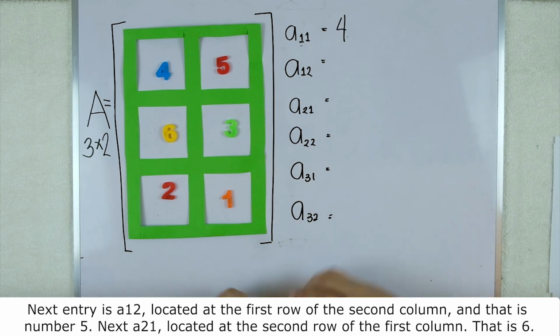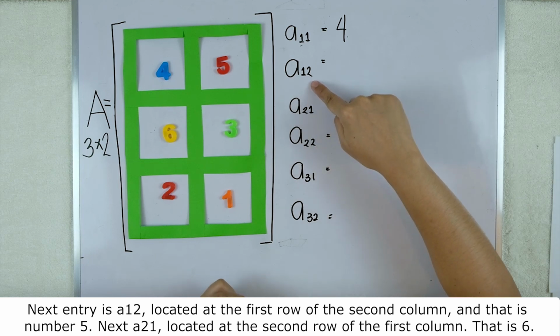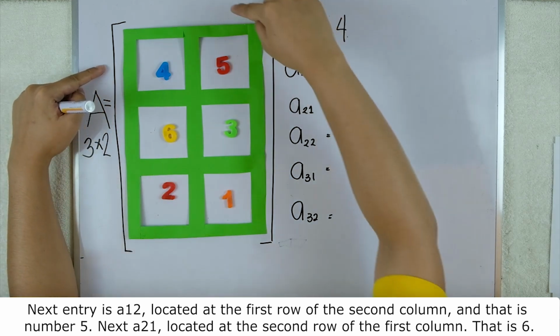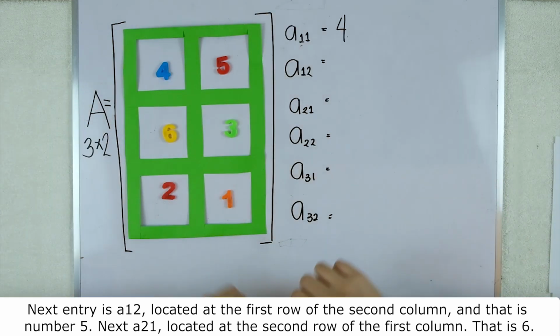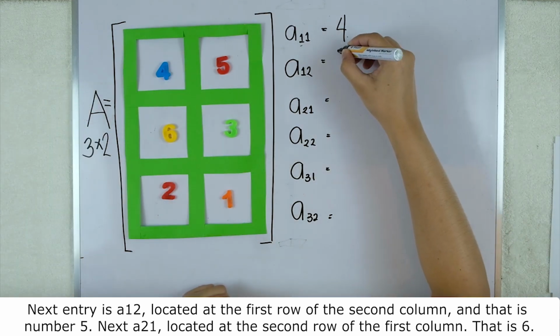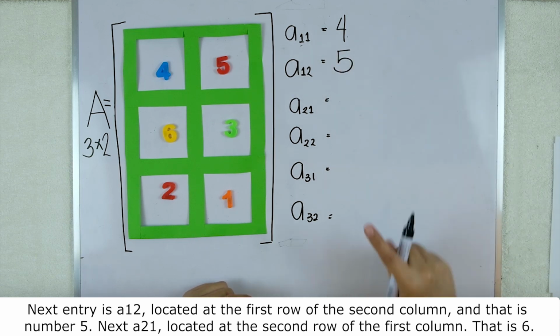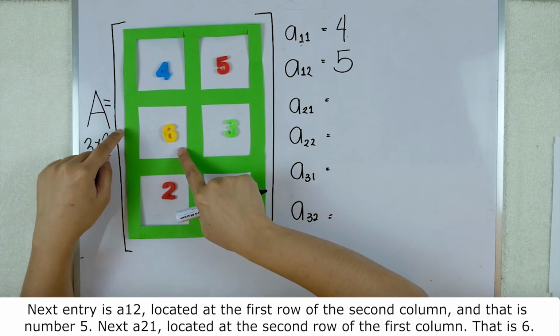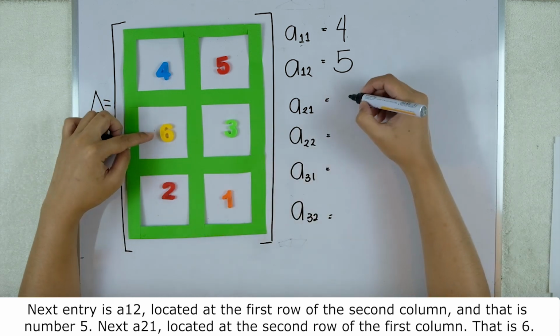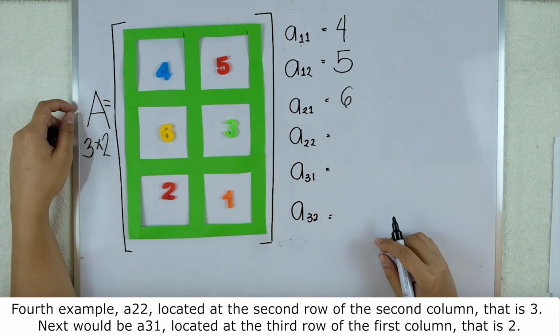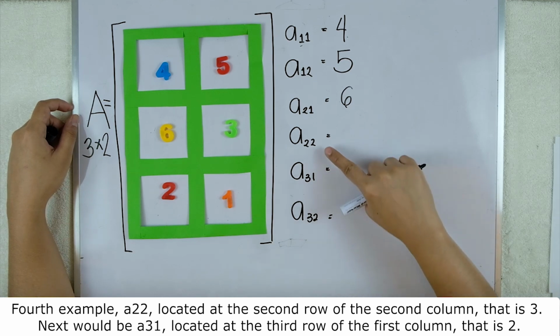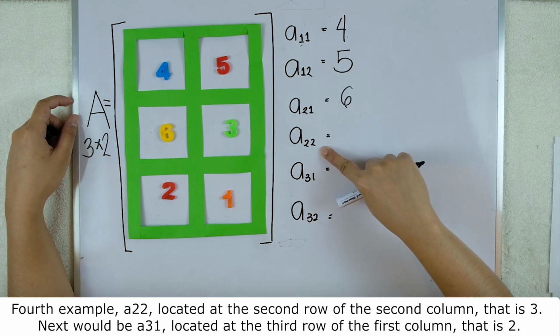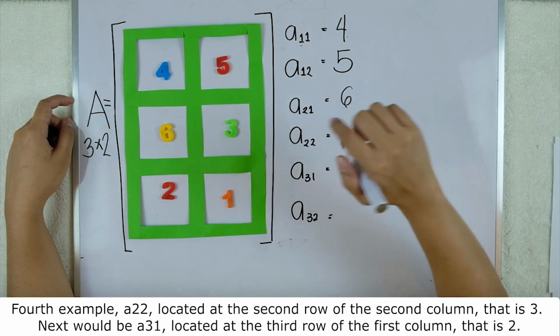Next would be A sub 1,2, located at the first row of the second column. And that is number 5. Next, A sub 2,1. A sub 2,1 is located at the second row of the first column. That is 6. Fourth example, A sub 2,2, located at the second row of the second column. That is 3.